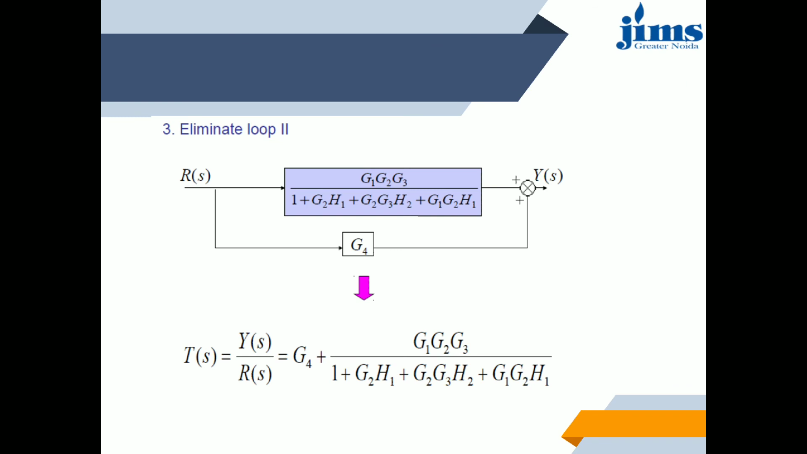Next we are having a positive feedback G4 in cascade. So the overall transfer function will become T(s) is equal to the ratio of output by input, Y(s) by R(s), as G4 plus G1 G2 G3 divided by 1 plus G2 H1 plus G2 G3 H2 plus G1 G2 H1.